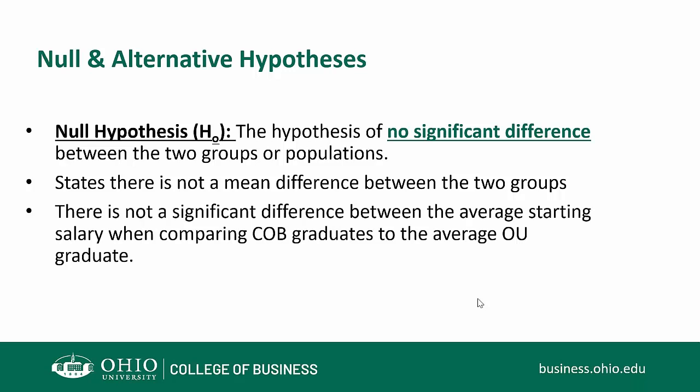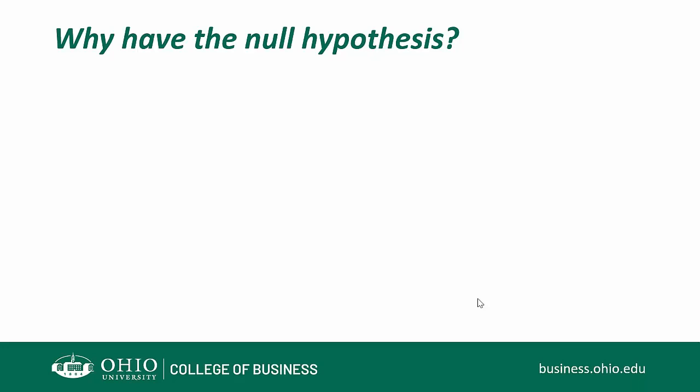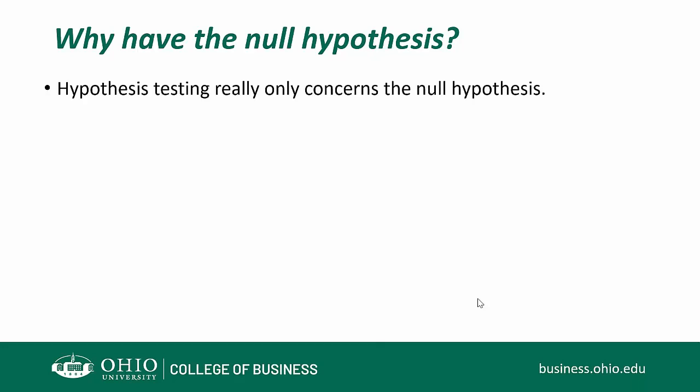So for our example, the null hypothesis would be there's not a significant difference between the average starting salary when comparing COB graduates to the average OU graduate. You might be wondering why we have a null hypothesis when we're really interested in our alternative or research hypothesis. The null hypothesis is very important.